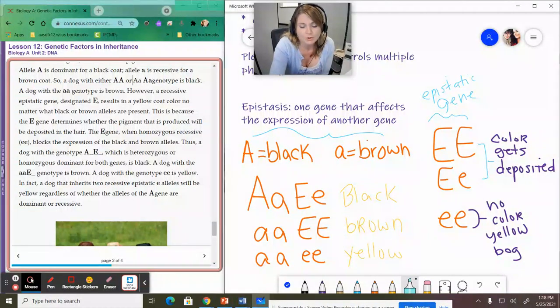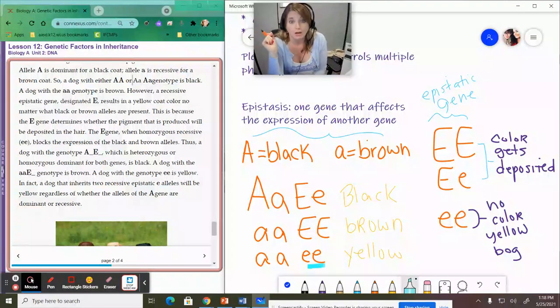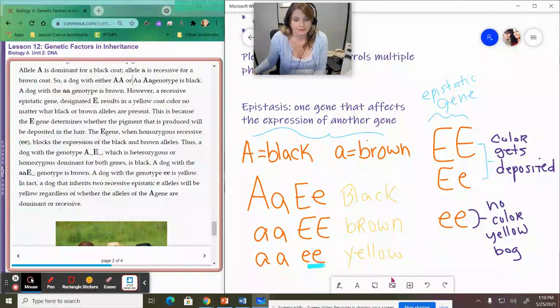The only situation where you have a yellow dog is where you're going to have the little e. It doesn't really matter what the other one does at all. If the little e is present, it overrules everything else. And that epistatic gene basically stops the expression of the coloration in the fur. It stops the depositing of the color. So that's epistasis. It kind of actually just cancels out the expression of another gene. Kind of a cool way in which gene expression is controlled as well.